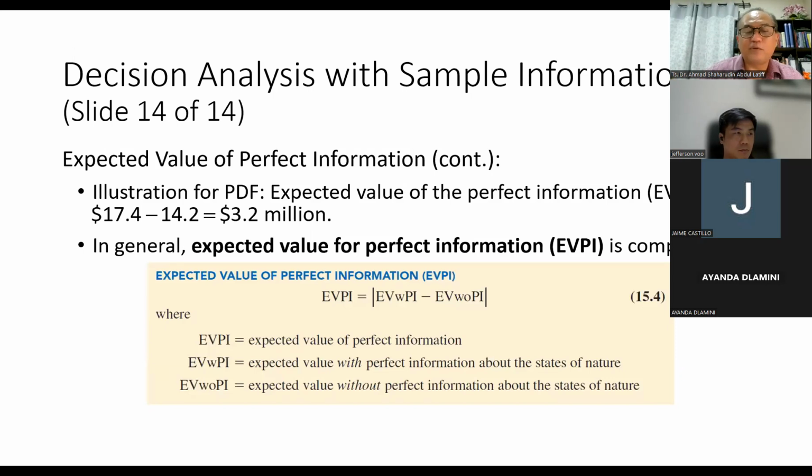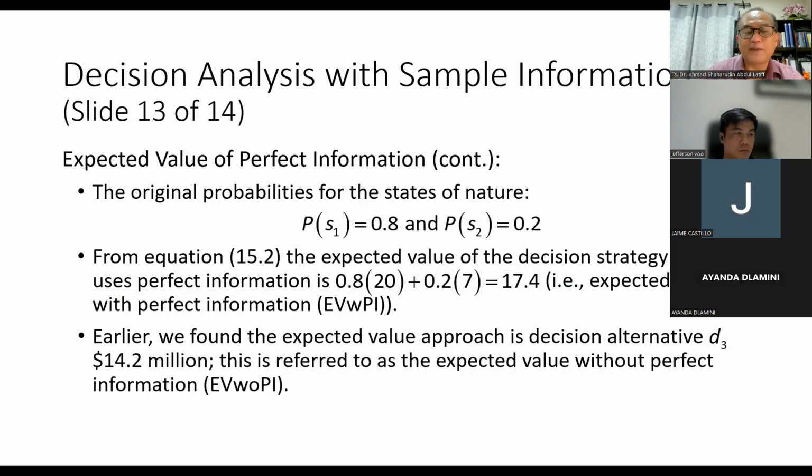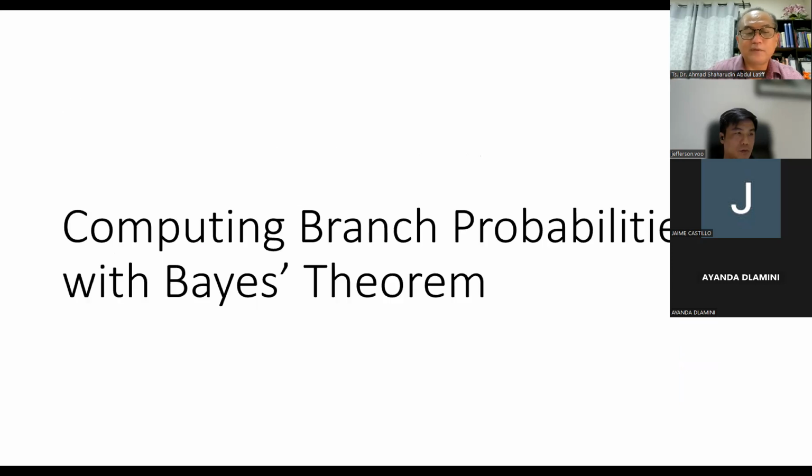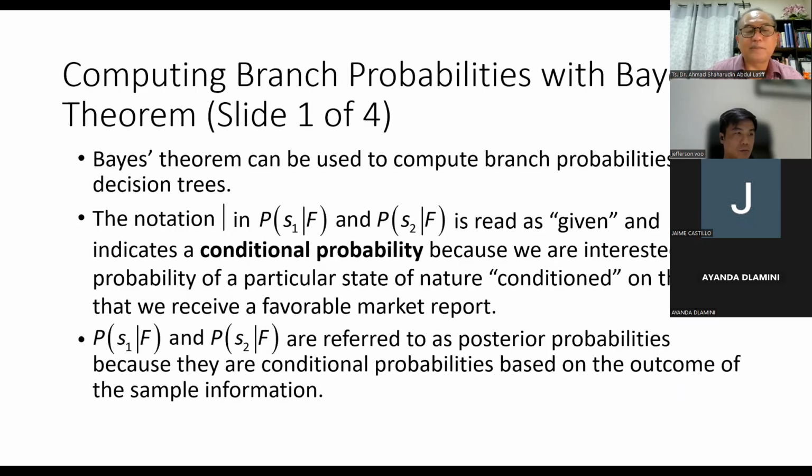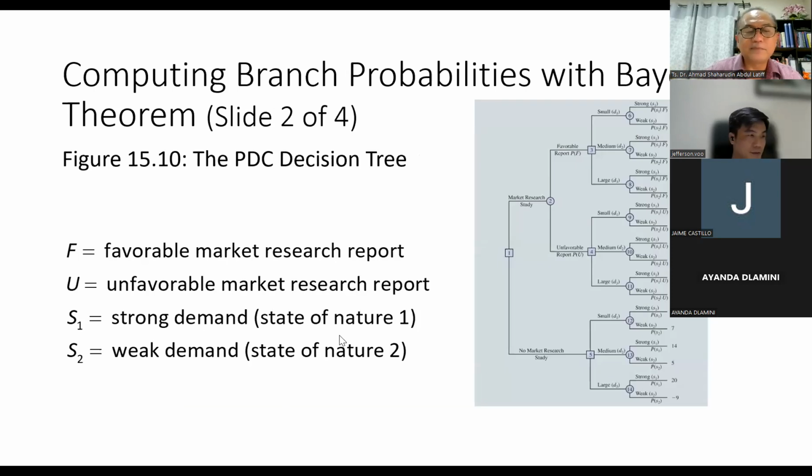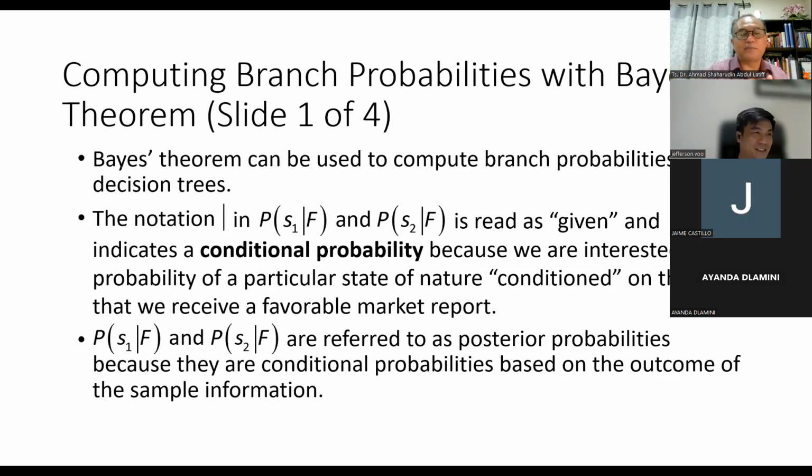Next is the expected value of perfect information, when you have perfect information. And then this is Bayes' theorem. What is Bayes' theorem? Anybody still remember Bayes' theorem? Bayes' theorem is conditional probability, meaning the probability of something occurring after a certain condition has occurred. There is a two-layer approach with the posterior probability, that is, conditional probability.